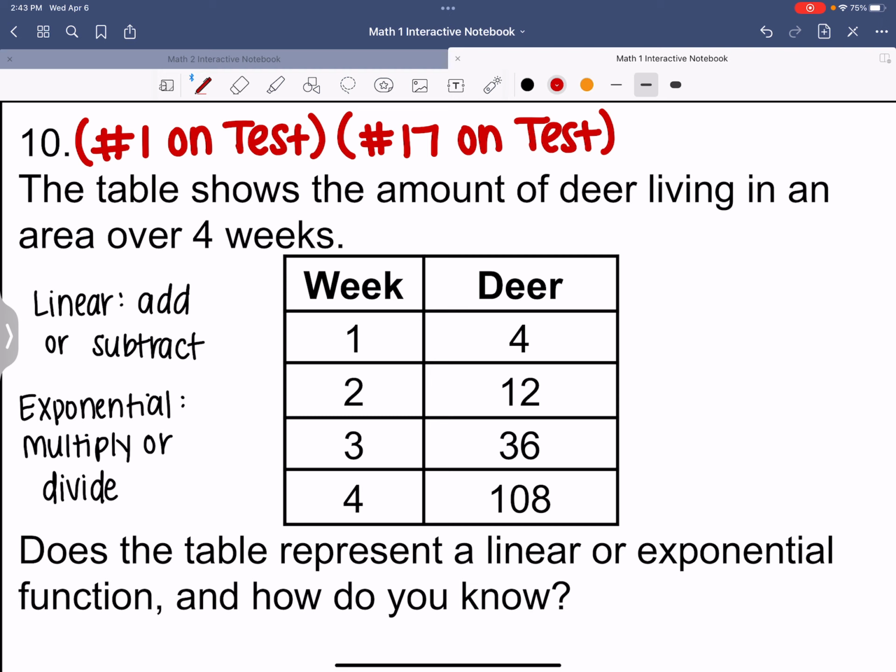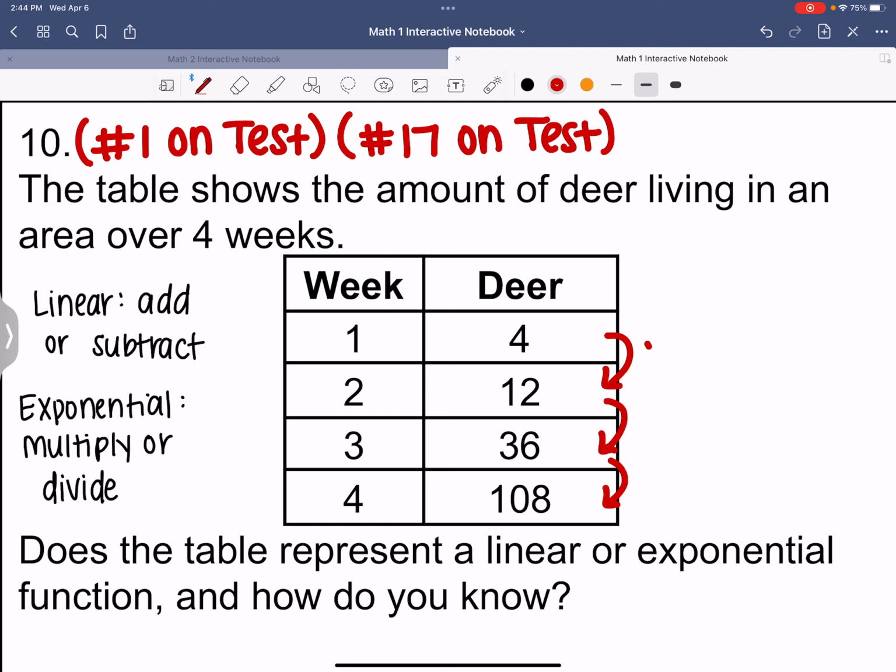Here, when we look at these y values, from 4 to 12, 12 to 36, and 36 to 108, if I were adding repeatedly, I would be able to see that 4 plus something gives me 12, and 12 plus something gives me 36. Since that's not the pattern here, I would check to see if it's multiplication or division.